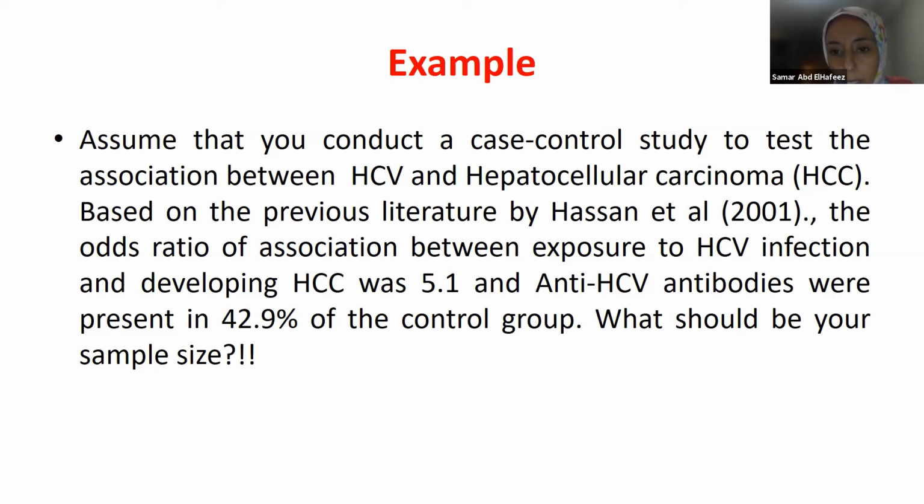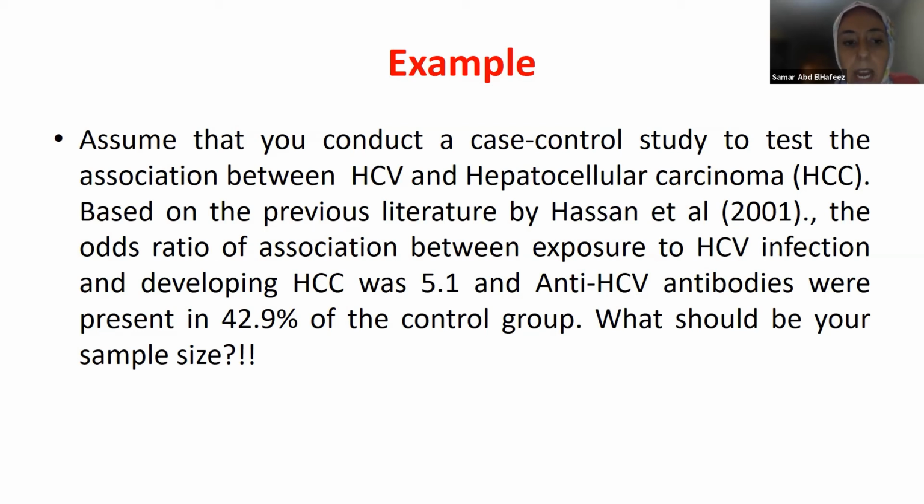In case control studies, I'm comparing based on the outcome. What's the outcome here is hepatocellular carcinoma. So what are the two groups? Patients with hepatocellular carcinoma versus population without hepatocellular carcinoma. And then I want to test the percentage of hepatitis C virus infection among the hepatocellular carcinoma patients versus those without hepatocellular carcinoma. Is it clear?